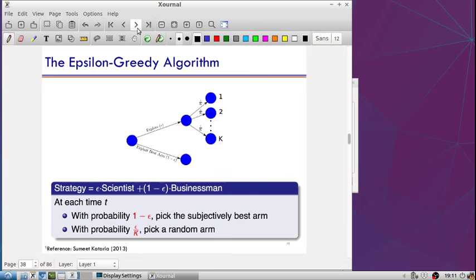And the strategy is going to be, at each time t, a randomized strategy. Randomized just means it's going to flip some coins. The algorithm is going to flip some coins on our side, okay? With probability 1 minus epsilon, it will pick the arm which is the best so far. So what is meant by the arm which is best so far?